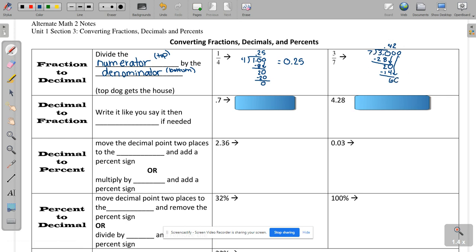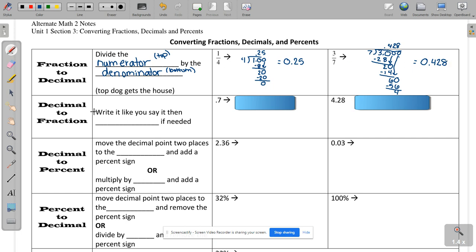Okay, so 7 goes into 60 8 times. 8 times 7 is 56. We subtract, we get 4. And we can continue on and on and on, but this number will keep going on. So after 3 decimal places, then you can just round. So 3/7 as a decimal is approximately 0.428.